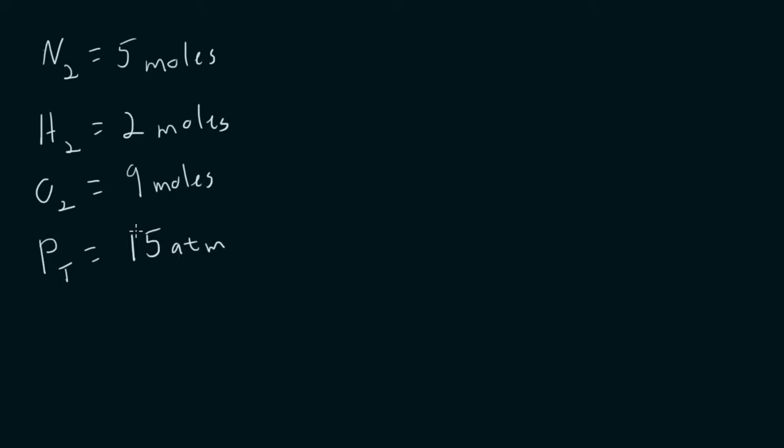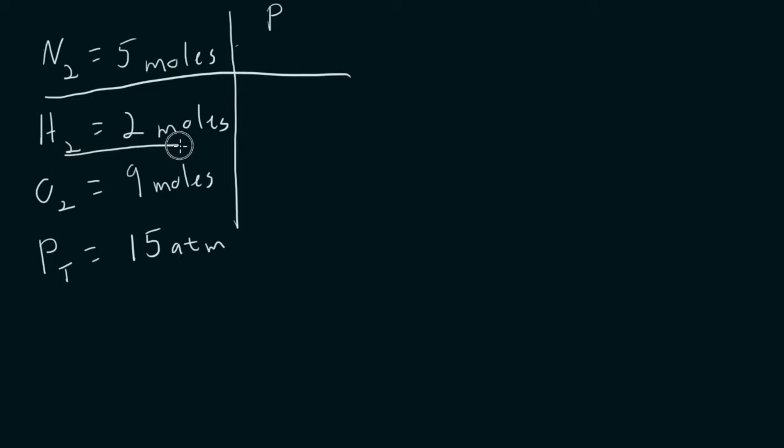But let's get a little more practice with this. Let's say I've got this mixture of 3 gases. I've got nitrogen, hydrogen, and oxygen. And I've got 5 moles of nitrogen, 2 moles of hydrogen, 9 moles of oxygen, and I've got a total pressure of 15 atmospheres. And I want to know what is my partial pressure of each one of these. Let's go ahead and make this a little table. So I've got the number of moles, and then I want to know the pressure of each one of these.